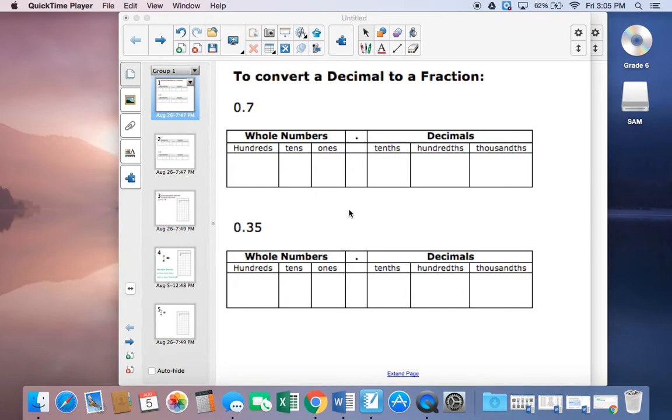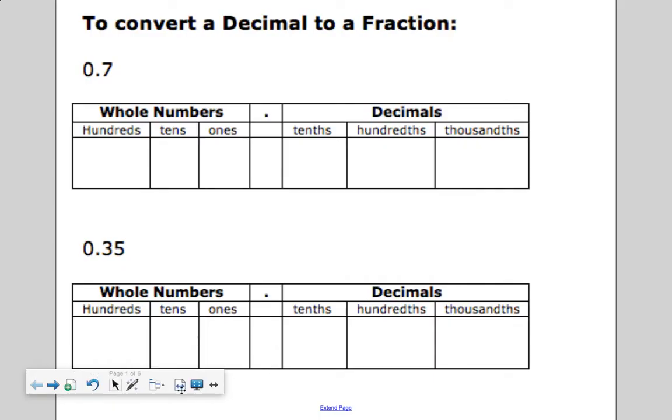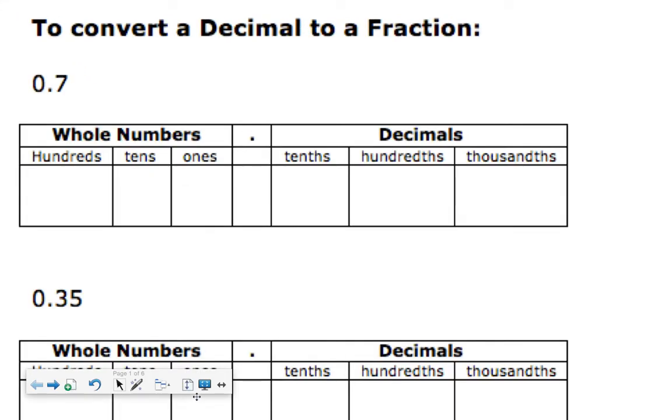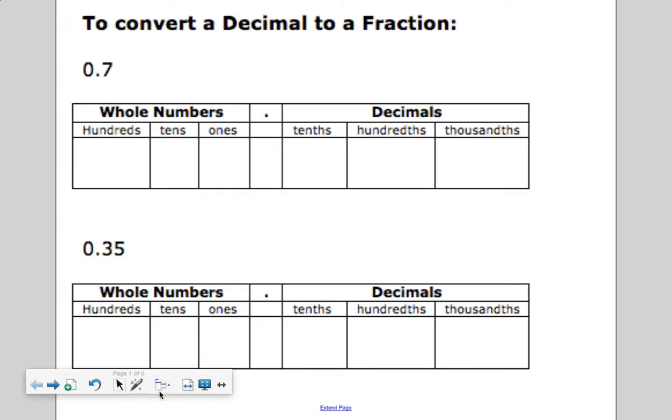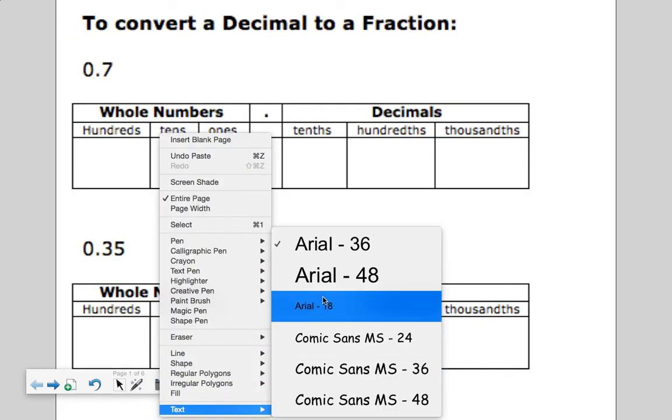Fractions to decimals or decimals to fractions. So if you are given a decimal, such as this, 0 and 7 tenths, how would you, using your knowledge of place value, how would you write this? So let me get my stuff.